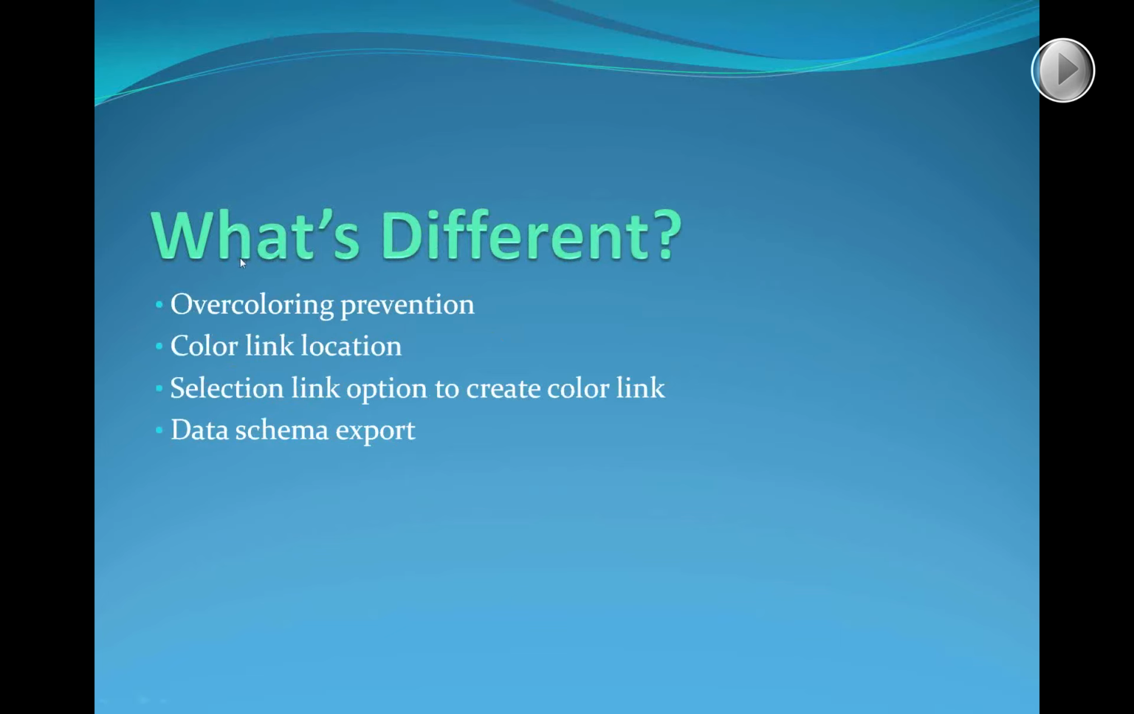Now, the next topic is what's different: overcoloring prevention and the location of color links. There's a little something different with regards to selection links when you also create a color link, and with the data schema export. There's a little change there.